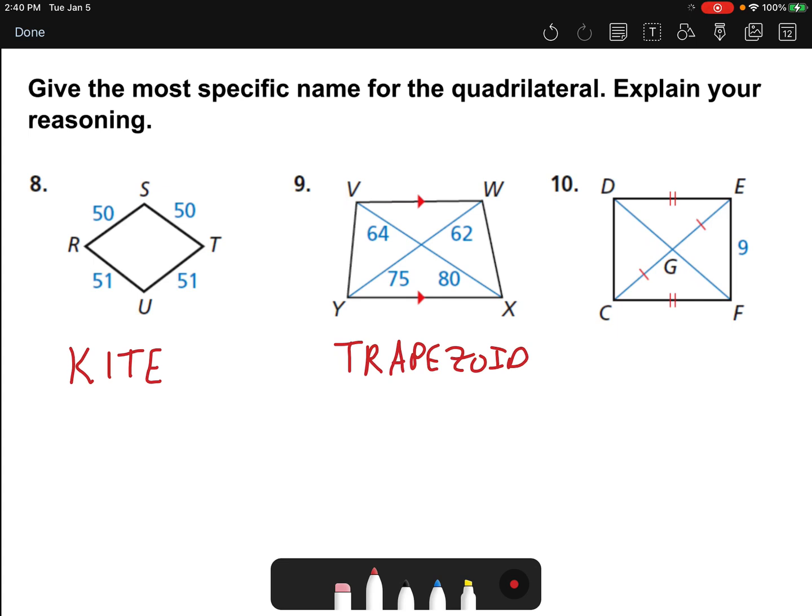Okay, number 10. We have opposite sides equal. We have this is equal to 9, but we don't know if that's equal to 9. This diagonal is bisected, but this one is not. Again, we don't know parallelism anywhere. If I had to guess, the only thing that could be is a trapezoid. That would be my guess.